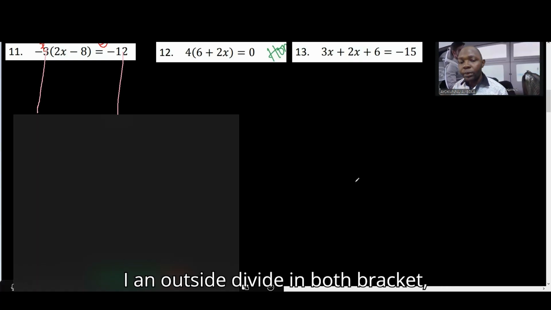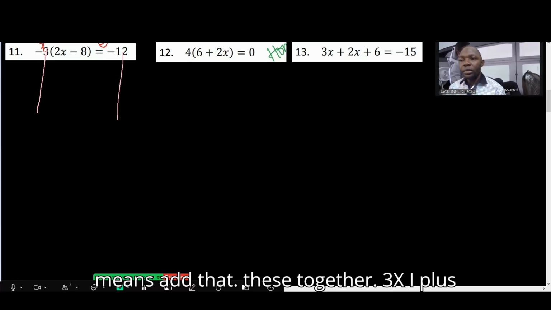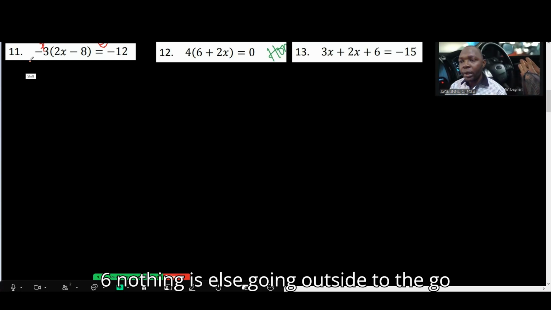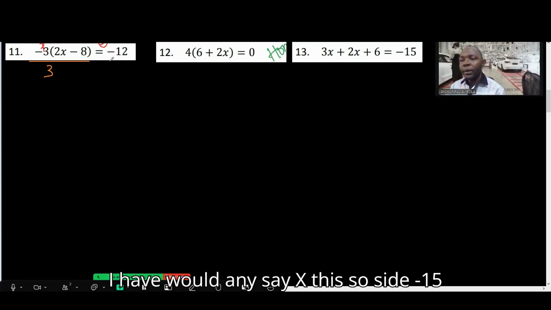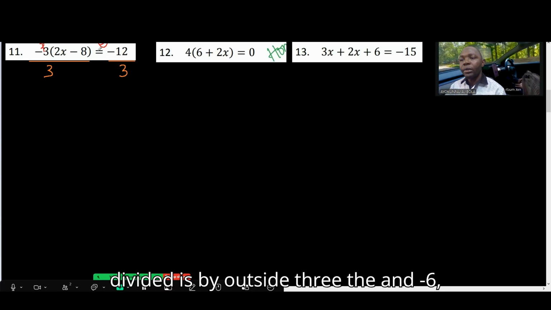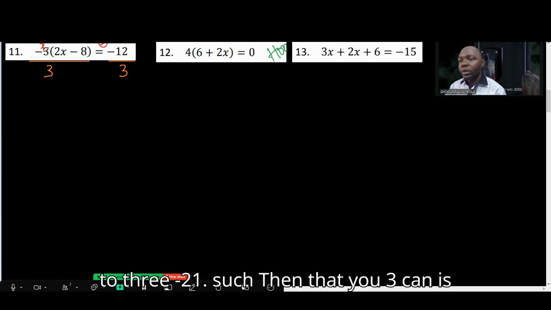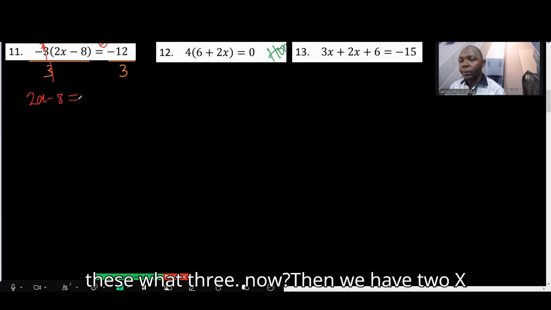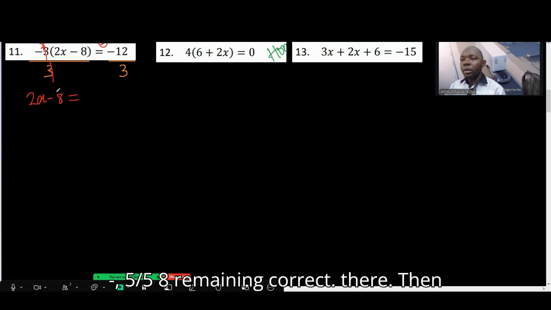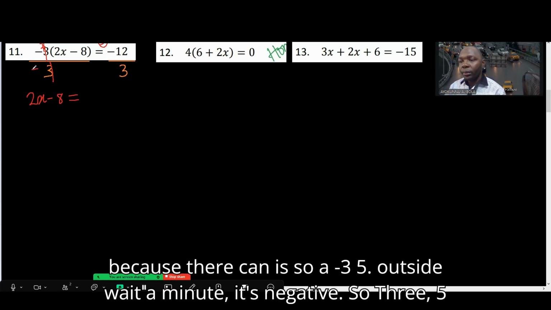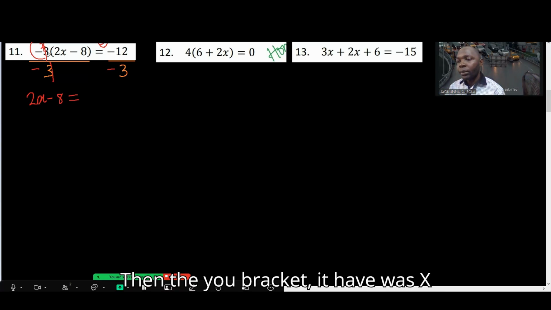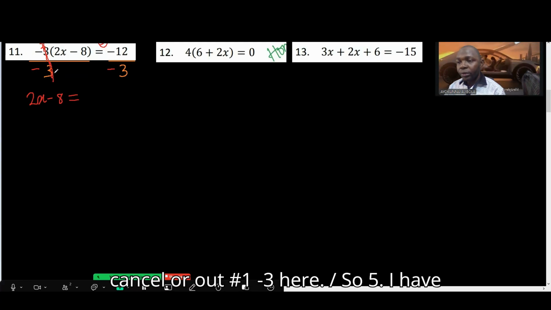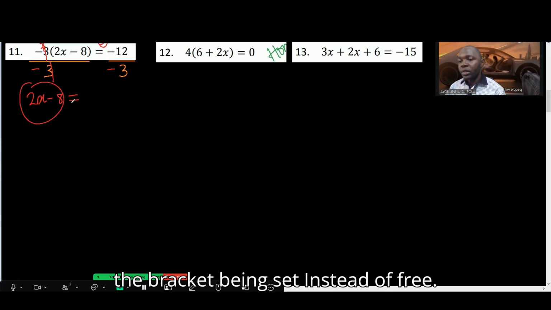Once I divide both sides by 3, since there is nothing else outside the bracket, I would say this side divided by 3 and the outer side divided by 3, such that 3 is going to cancel this 3, then we have 2x minus 8 remaining there. Then, wait a minute, it's negative 3 because there's a negative 3 outside the bracket. So it's negative 3 that cancels out negative 3 here. So I have the bracket being set free. Is that clear?